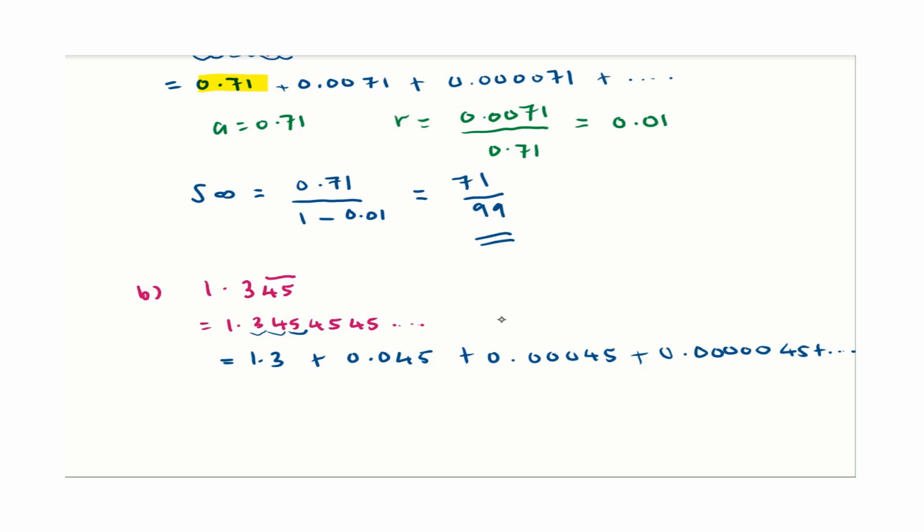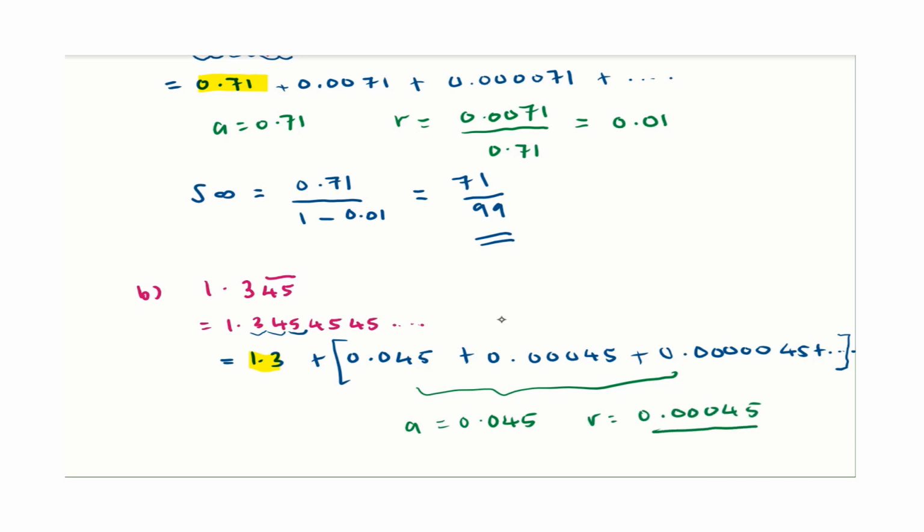1.3 has no relation with this. It cannot be a geometric series if combined. So we separate it, it will become like this. Okay, so we have 1.3 and then the geometric series starts with 0.045 and so on. So the first term for this case, A is 0.045 and R is 0.00045 divided by 0.045 and we get R is equal to 0.01.